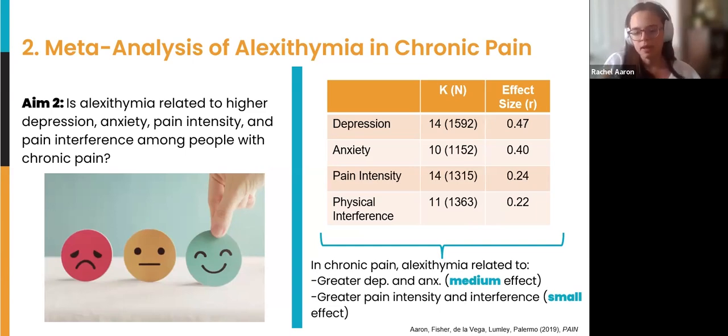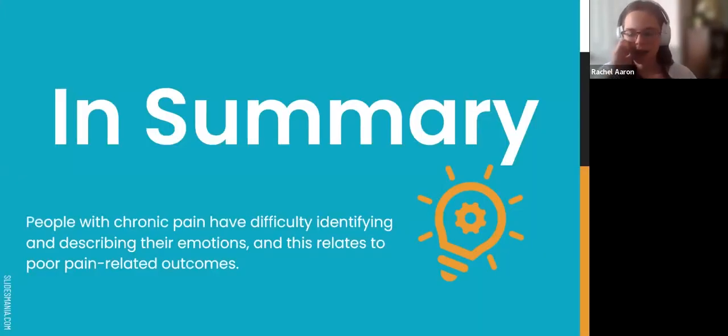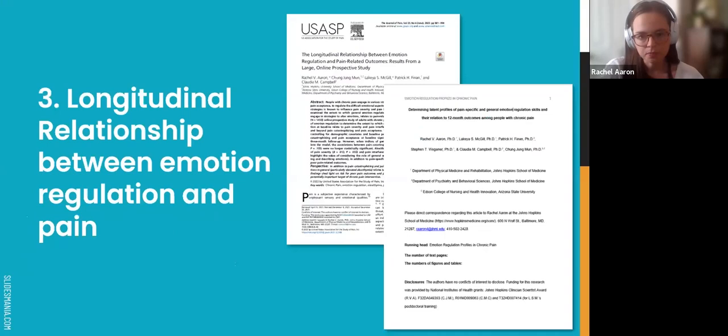So overall, in pain, alexithymia is higher. So people have difficulties identifying and describing their emotions, and people who have more of this are more likely to have poor outcomes. So this is important. This is a part of emotion regulation that is important, and that we may think about how to incorporate into an intervention.